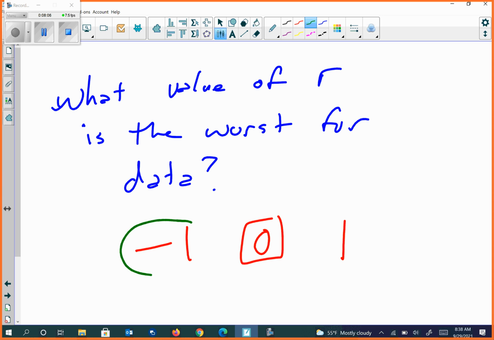If you had an R value close to -1, what is one thing you can guarantee me about your graph or your linear equation? It's negative. So my slope is negative. Slope here would be positive.